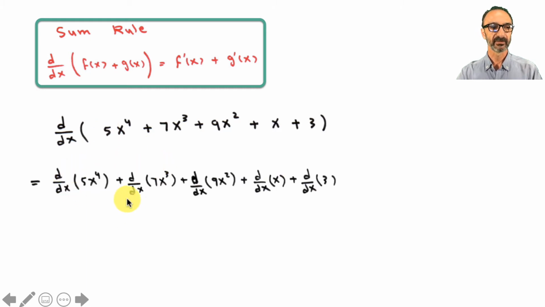Find derivative of this, plus find derivative of this, plus find derivative of this, plus find derivative of this, plus find derivative of this. Well, the derivative of 3 is 0. It's a constant. What's the derivative of x? It's 1. What's the derivative of 9x to the second? It's kind of small here, but you can see from here. 2 goes up front, makes it 18, and this becomes 1. And the story continues, right? That's how you do it.